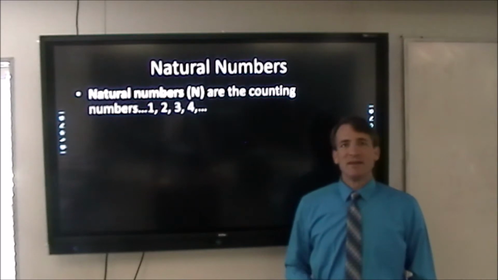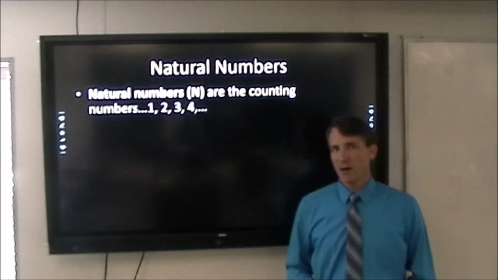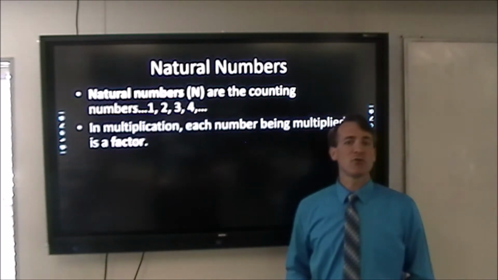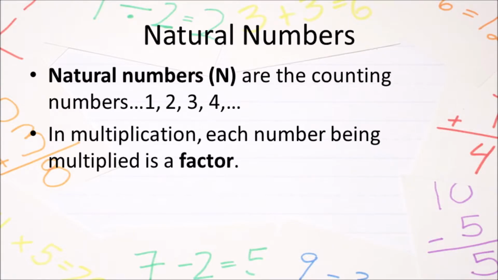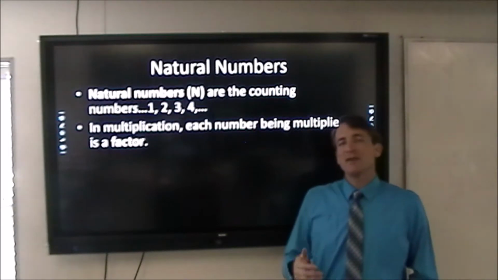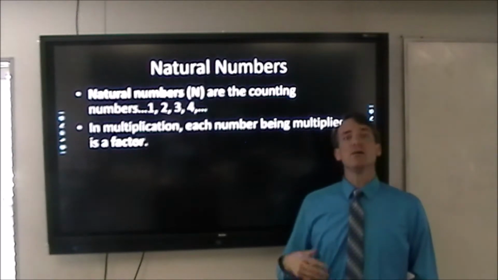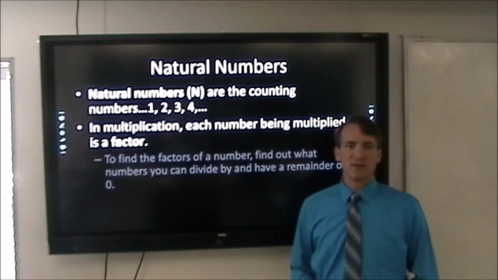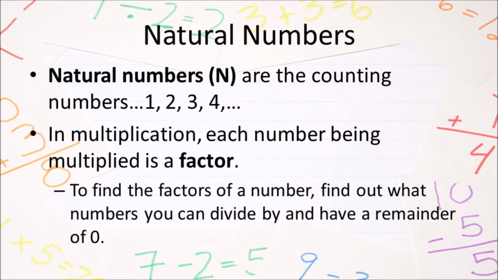This particular chapter and unit is going to be fairly heavy with terminology at the beginning. One of those terms is the natural numbers. Another term is factors. In multiplication, each number that is being multiplied is called a factor. So if I have 2 times 3, 2 is a factor and 3 is a factor, giving me my final product of 6. To find factors of a number, you need to find out what numbers you can divide by and still have a natural number as your answer with no remainder, or a remainder of 0.